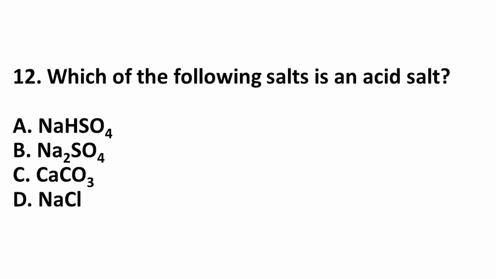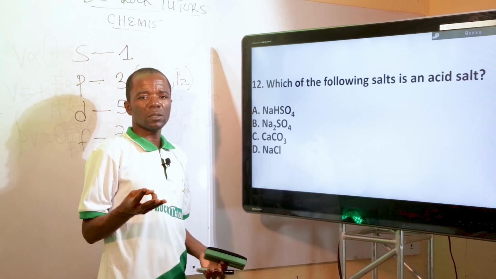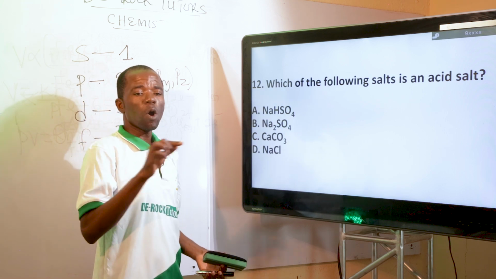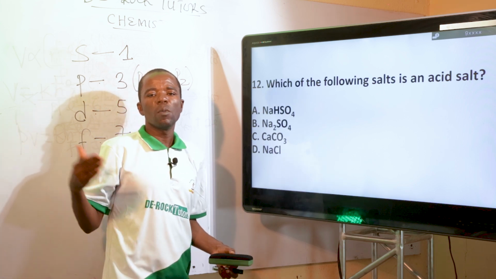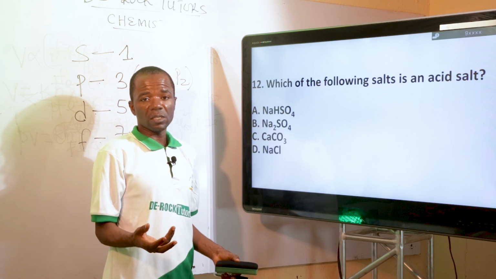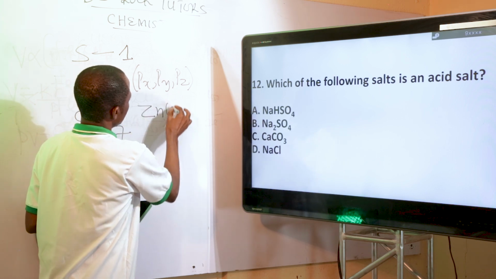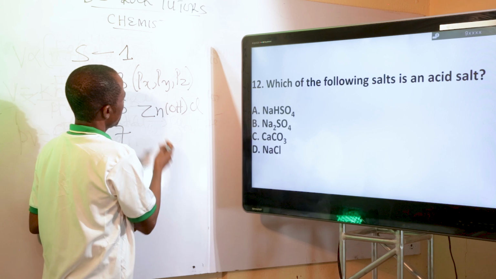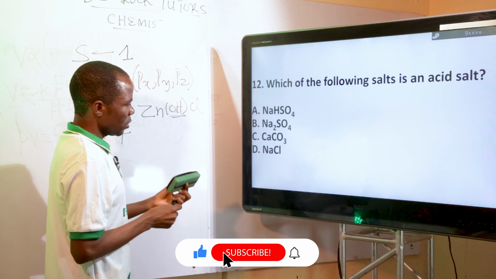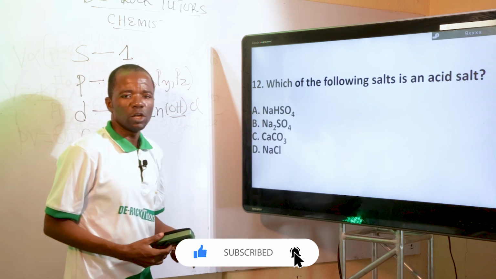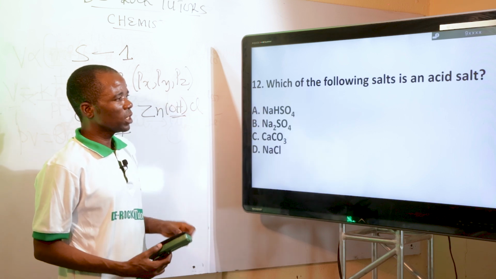Which of the following salts is an acidic salt? Now we know that we have 5 types of salt. We have normal salt, like sodium chloride. A normal salt is formed when all the replaceable hydrogen ions in an acid have been completely replaced by ammonium or metallic ions. We have basic salt, an example of a basic salt is ZnOHCl, that's zinc hydroxide chloride. You can see that some of the hydroxide ions have not been completely neutralized by the acid. But the question here is asking us, which of these salts is an acidic salt?